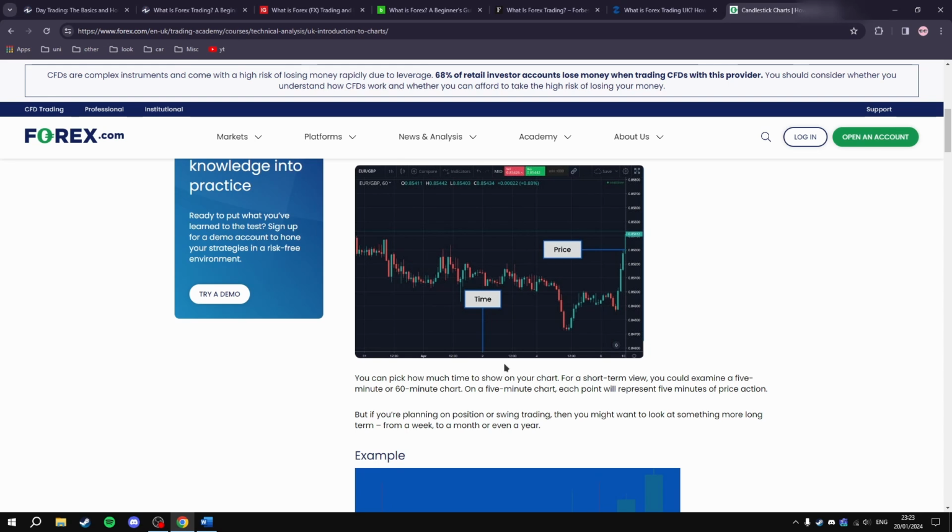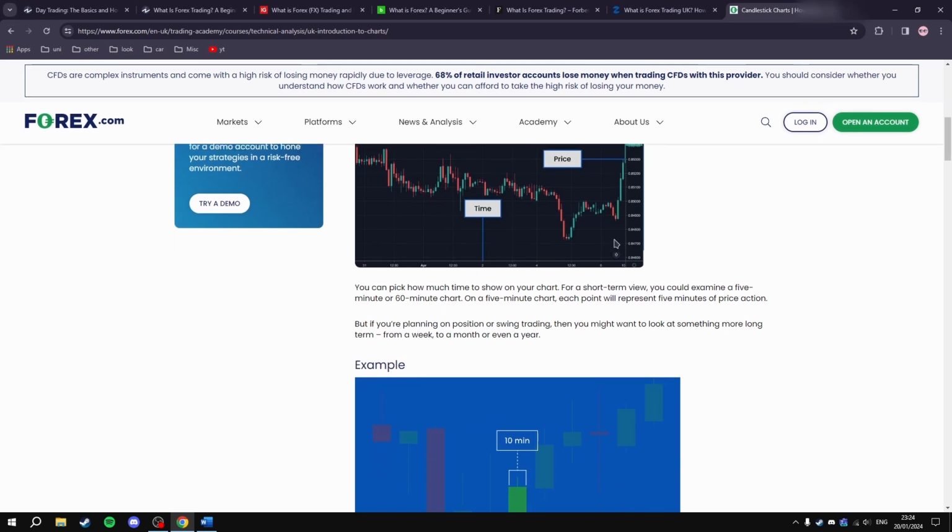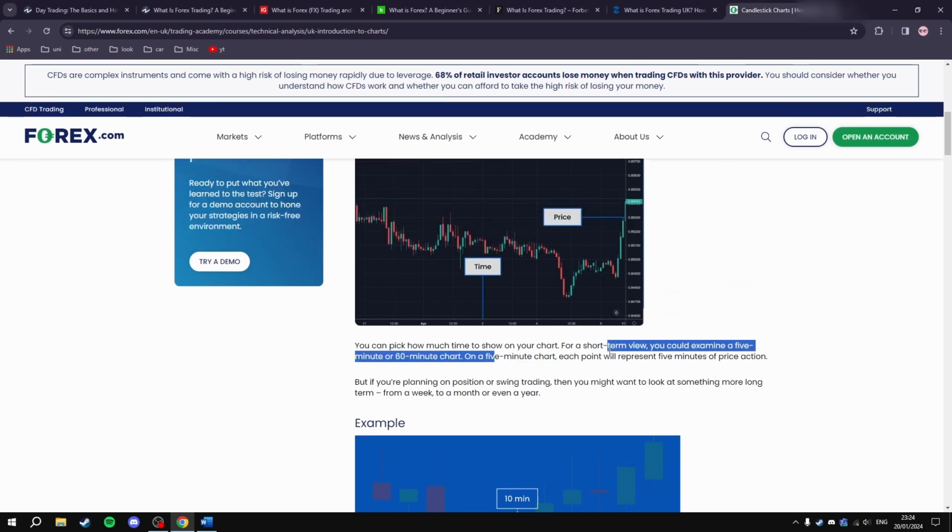You can pick how much time you're showing on your chart. On a 5-minute chart, each point represents 5 minutes of price action. So this is a day chart then, not a week, because it ranges from April the 1st, April the 2nd. No, that means this is the 3rd, right? 2, 4, 6. So this must be the 3rd. That's a bit confusing.